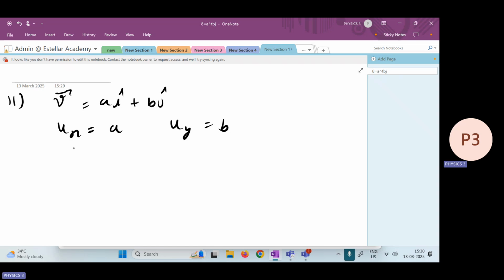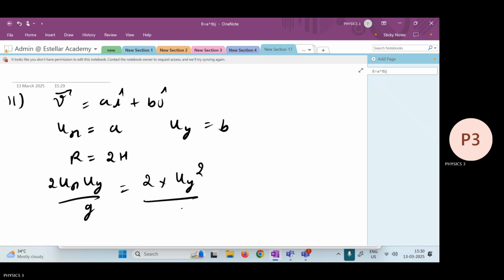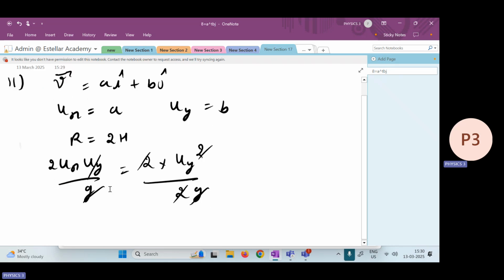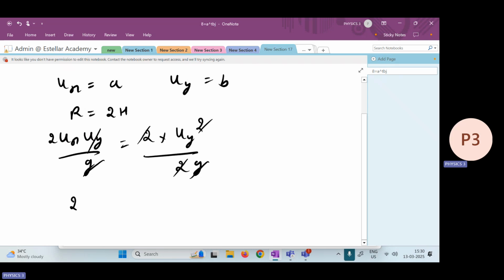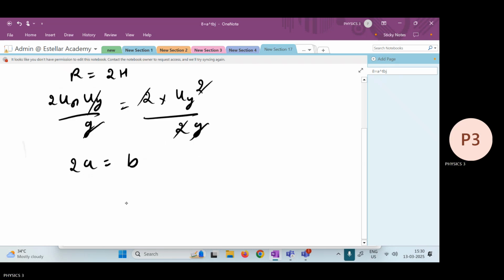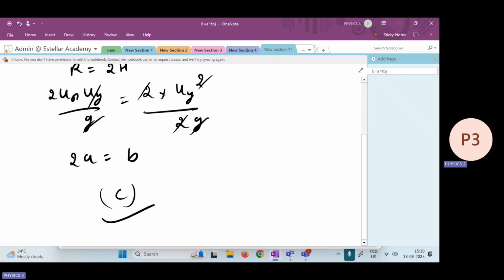So range of the projectile is double the maximum height. So range we know we can write 2ux uy by g. H will be uy square by 2g. So this g got cancelled out. This 2 got cancelled out. This got cancelled out. Now in place of ux we can put a. So 2a comes out to be equals to b. So C option in this case would be correct answer.